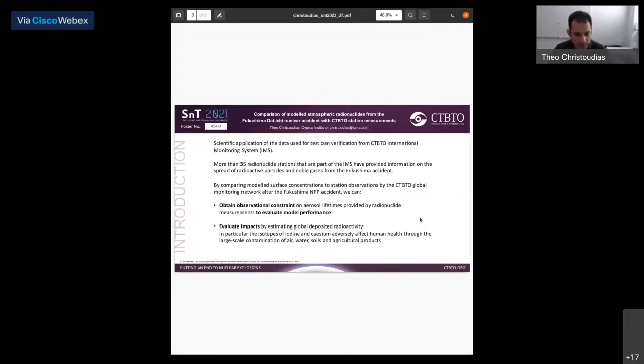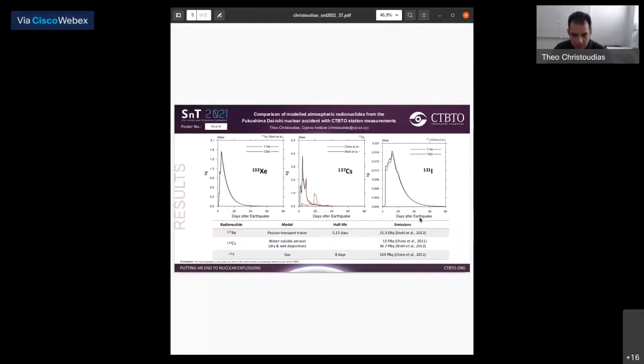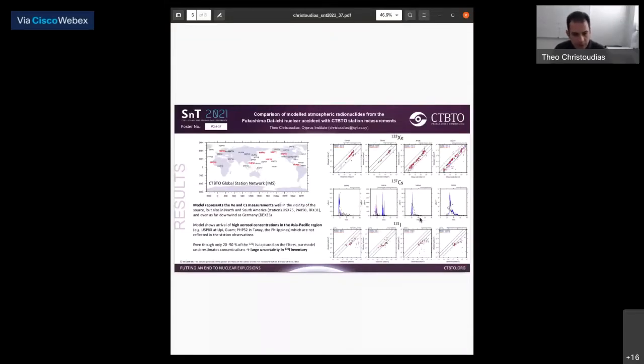So I'm going to present a scientific application of the IMS datasets, compiling them with a global model to obtain a constraint on the model performance and also to evaluate impacts after the Fukushima accident. We used a global model at 50 kilometer resolution, which captured the whole period 1st of March to 31st May 2011, and includes scavenging, dry deposition, sedimentation. We have different emission inventories based on compilation from different sources for xenon, cesium, and iodine radioisotopes. And then we compare the simulated model transport with the IMS station measurements.